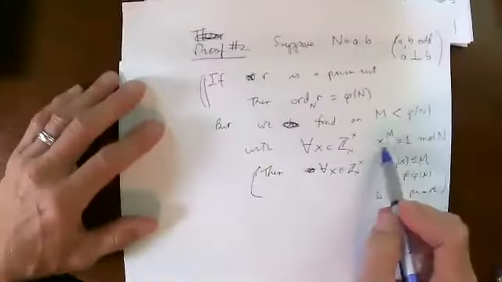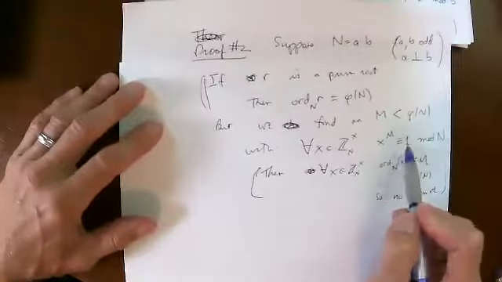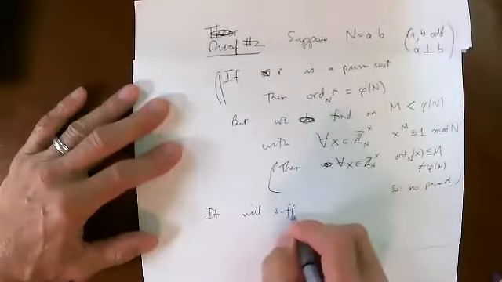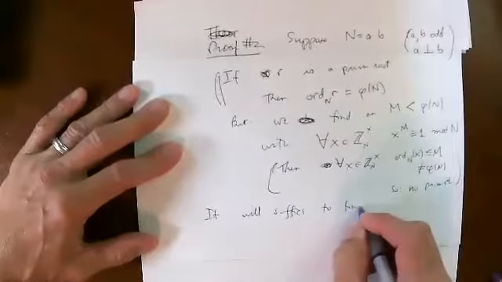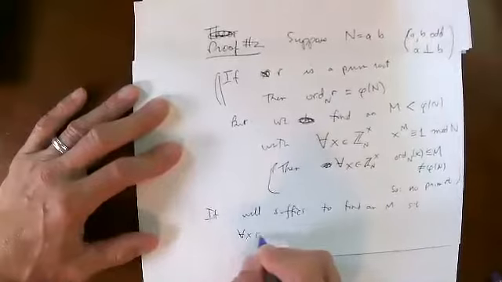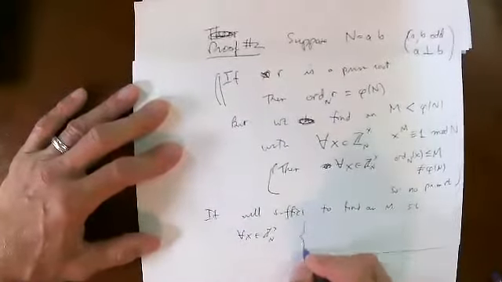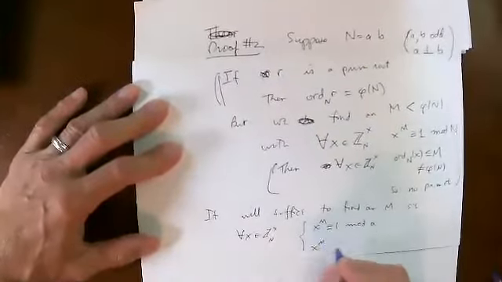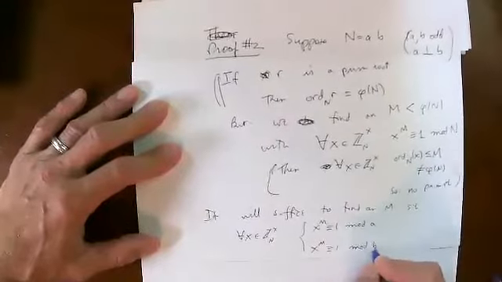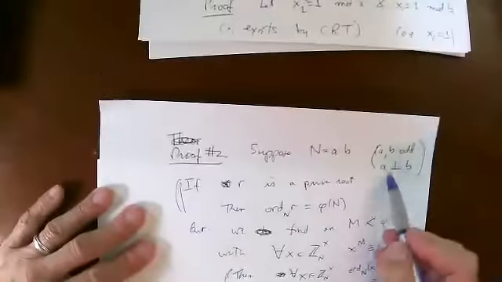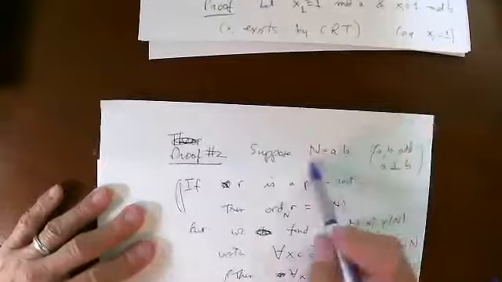So I say to myself, well, if I want x to the m to be congruent to 1, all I need is for x to the m to be congruent to 1 modulo a and b separately. So it will suffice to find an m such that for all these invertible elements in Z mod n, you have two things. You want x to the m to be congruent to 1 modulo a, and at the same time, x to the m is congruent to 1 modulo b. Because then x to the m minus 1 is a multiple of both, and it's therefore a multiple of their product, which is n.